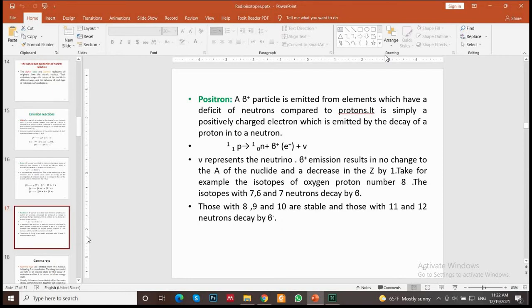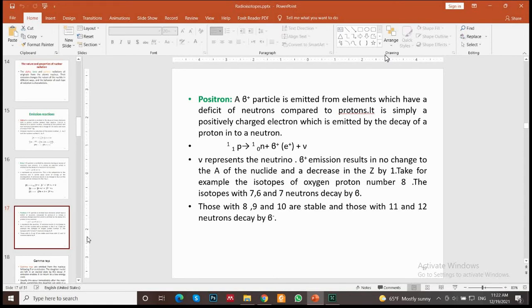Okay, the next particle that I want to speak about is the positron. As you see, positive beta or positron particle is emitted from an element which has a high proton number compared to neutron. As you remember, for beta emission, I said when we have a radionuclide whose neutron number is much higher than the proton number, by emitting a beta particle, it can return to the stable state. But for positron emission, it is vice versa.